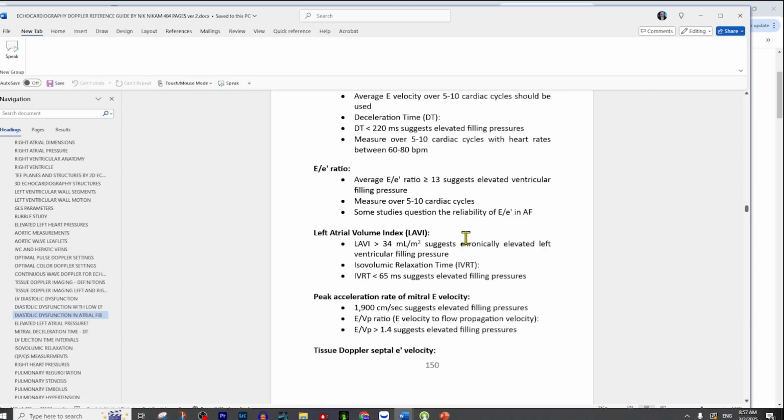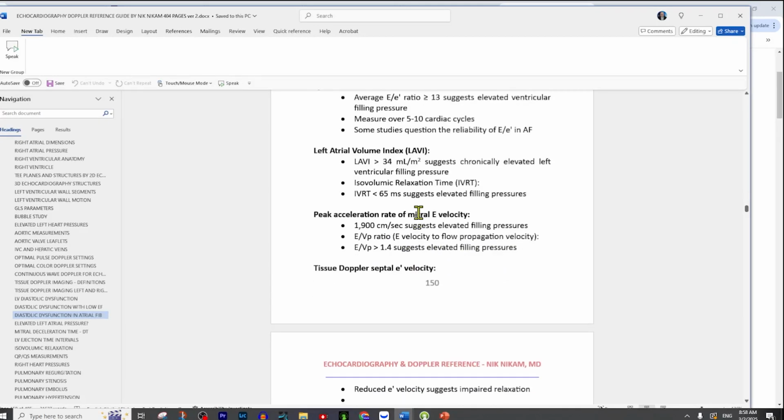Left atrial volume, which of course is a reflection of a chronic elevation of the end diastolic pressure or left atrial pressure, greater than 34 ml per meter square. Then IVRT. If the IVRT or isovolumic relaxation time is less than 65 milliseconds, again, it's elevated filling pressure. And finally, if you have a tricuspid regurgitation velocity of 1.9 meters or 2 meters per second, then it suggests elevated left ventricular pressure.